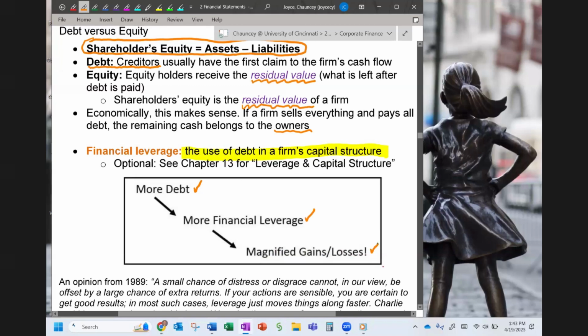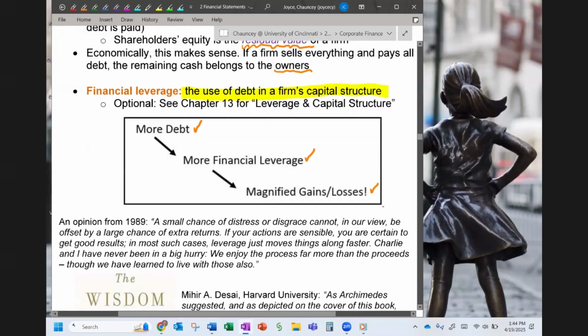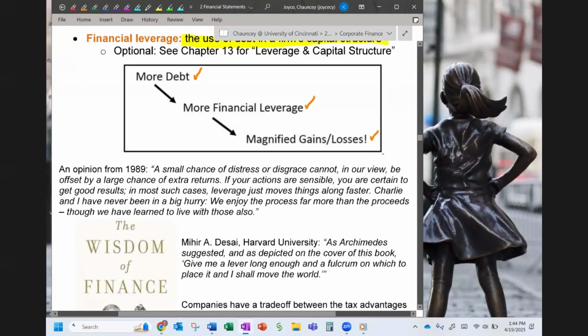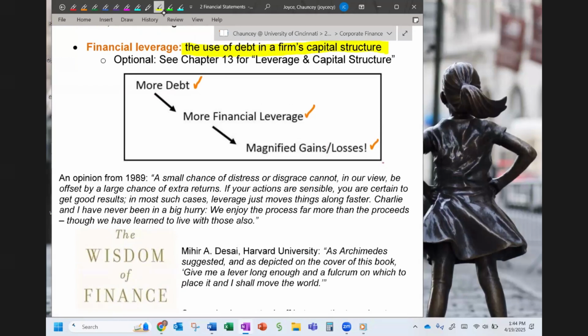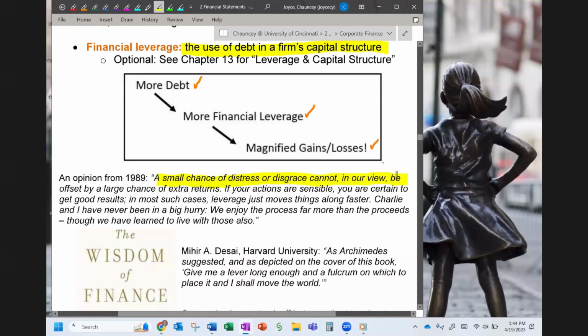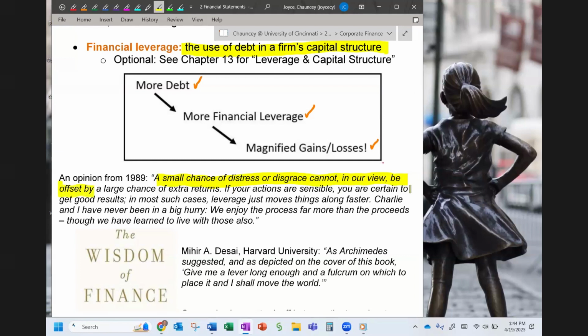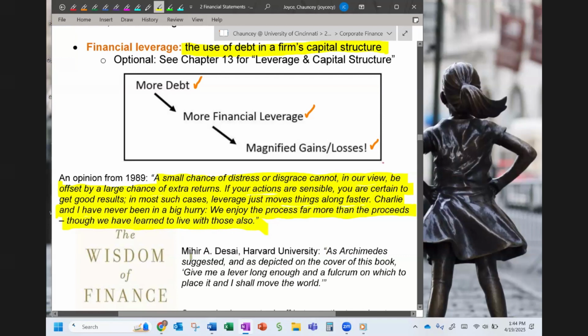Let's take a look at 2 different views on how to view leverage. And this opinion from 1989 came from Warren Buffett. "A small chance of distress or disgrace cannot, in our view, be offset by a large chance of extra returns. If your actions are sensible, you are certain to get good results. In most such cases, leverage just moves things along faster. Charlie Munger and I have never been in a big hurry. We enjoy the process far more than the proceeds, though we have learned to live with those also." And then we have, as Archimedes suggested, and as depicted on the cover of this book, "Give me a lever long enough and a fulcrum on which to place it, and I shall move the world."